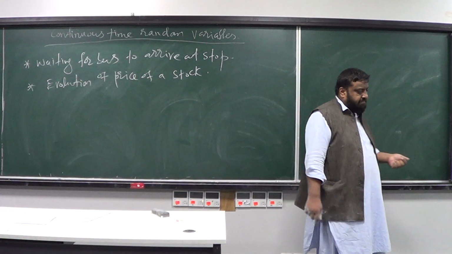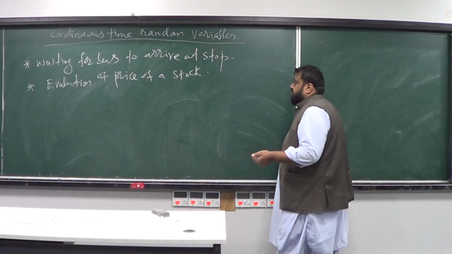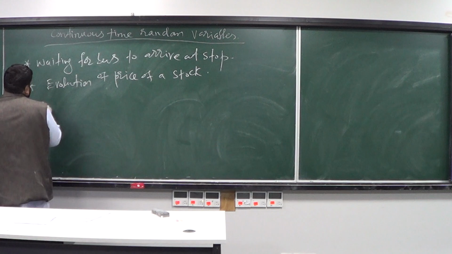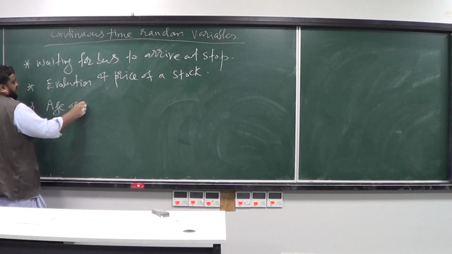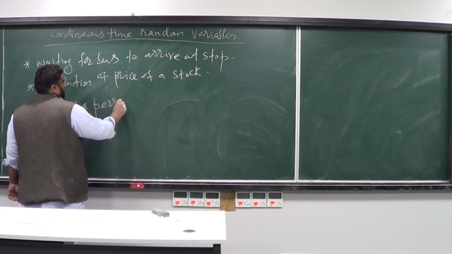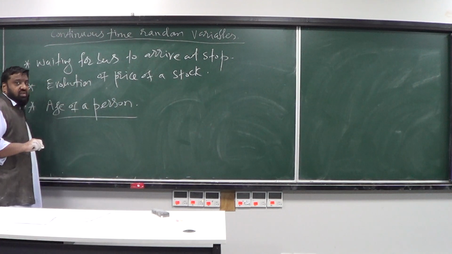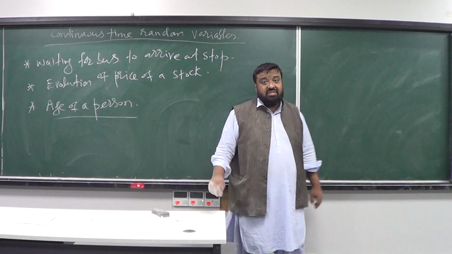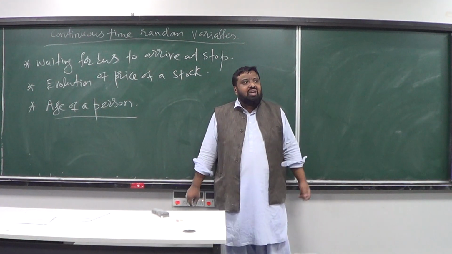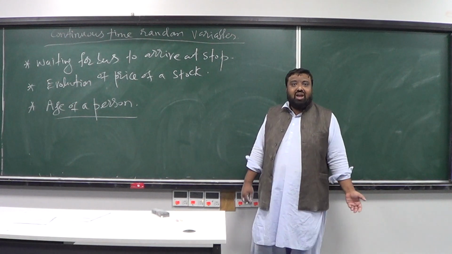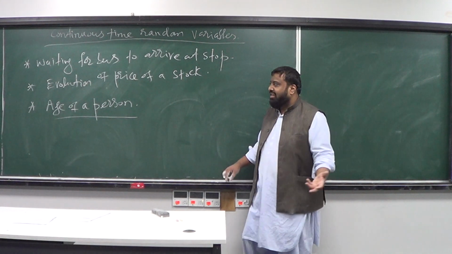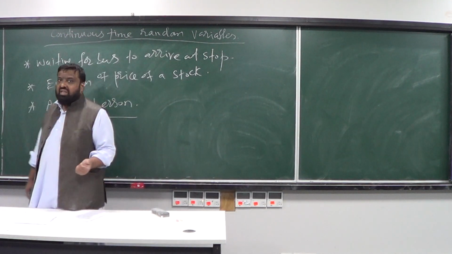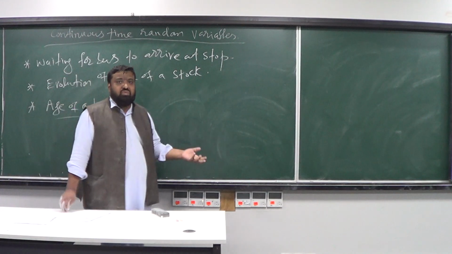What could be another quantity? So for example, the age of a person. Okay. So you know, death is absolutely uncertain. Okay, you never know when someone is going to die. Well, we are all going to die. Okay. So the age of a person is basically a random quantity.